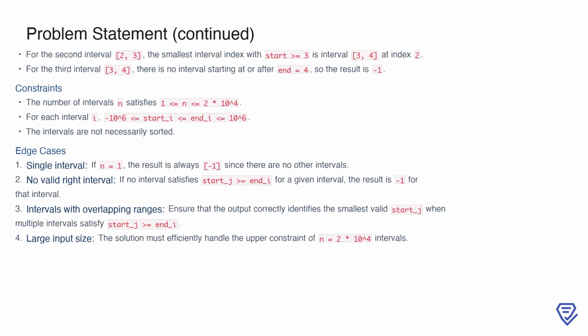Moving on to the constraints, the number of intervals n can be as large as 20,000, and the values of start and end for each interval can range from -10^6 to 10^6. The intervals may not be sorted, so the solution must handle this efficiently. Some edge cases to consider include arrays with a single interval, scenarios where no valid right interval exists, overlapping intervals, and ensuring the solution can handle the upper limit of 20,000 intervals efficiently.